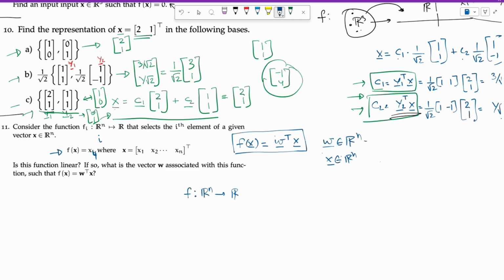Let's say I take a vector like 1, 4, -1, 3, and 11. If I apply this function to it, it will return the fourth element, which is 3. If I input something else, it will take the fourth element and return that as my output. So for any vector you input, it will simply return the fourth element. Is that a linear function? Yes, you'll find that it is.